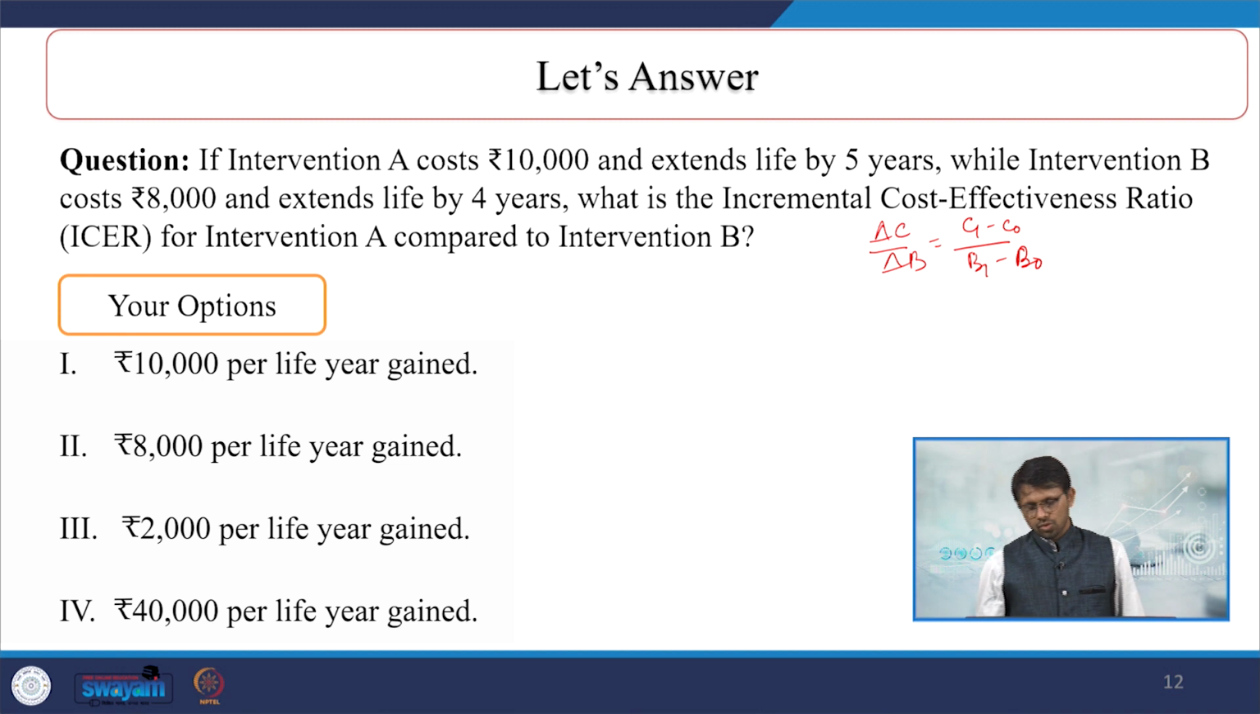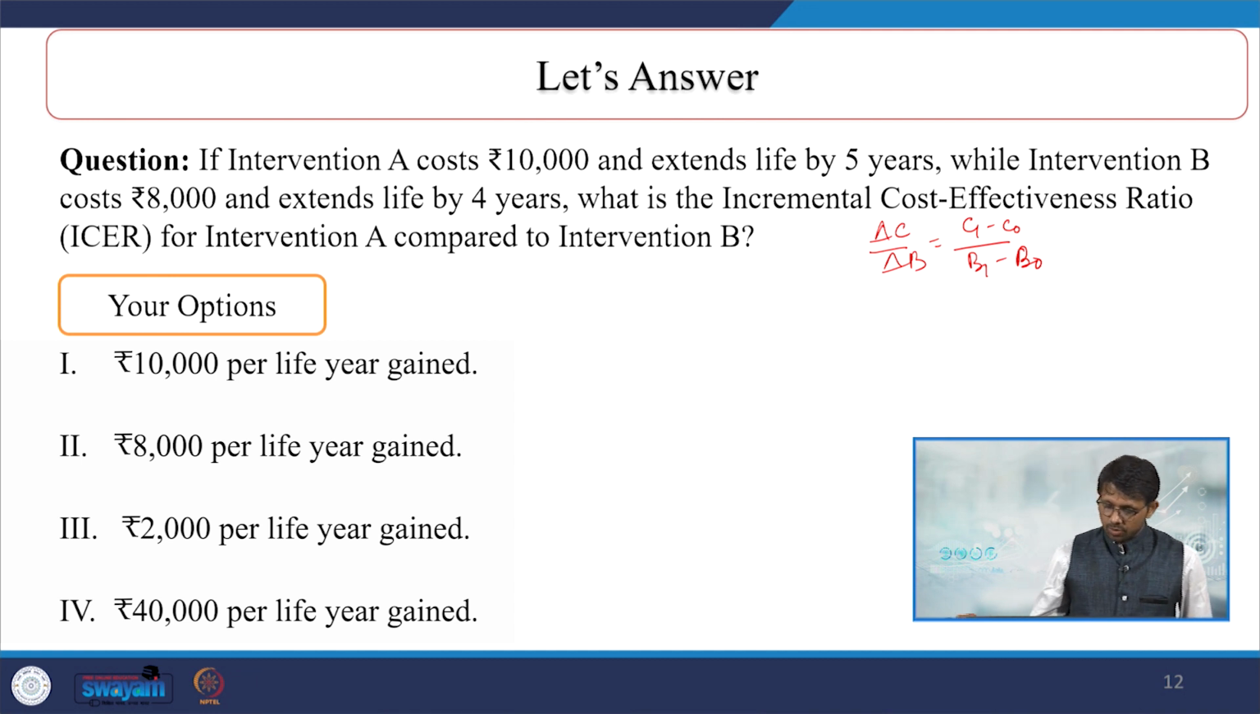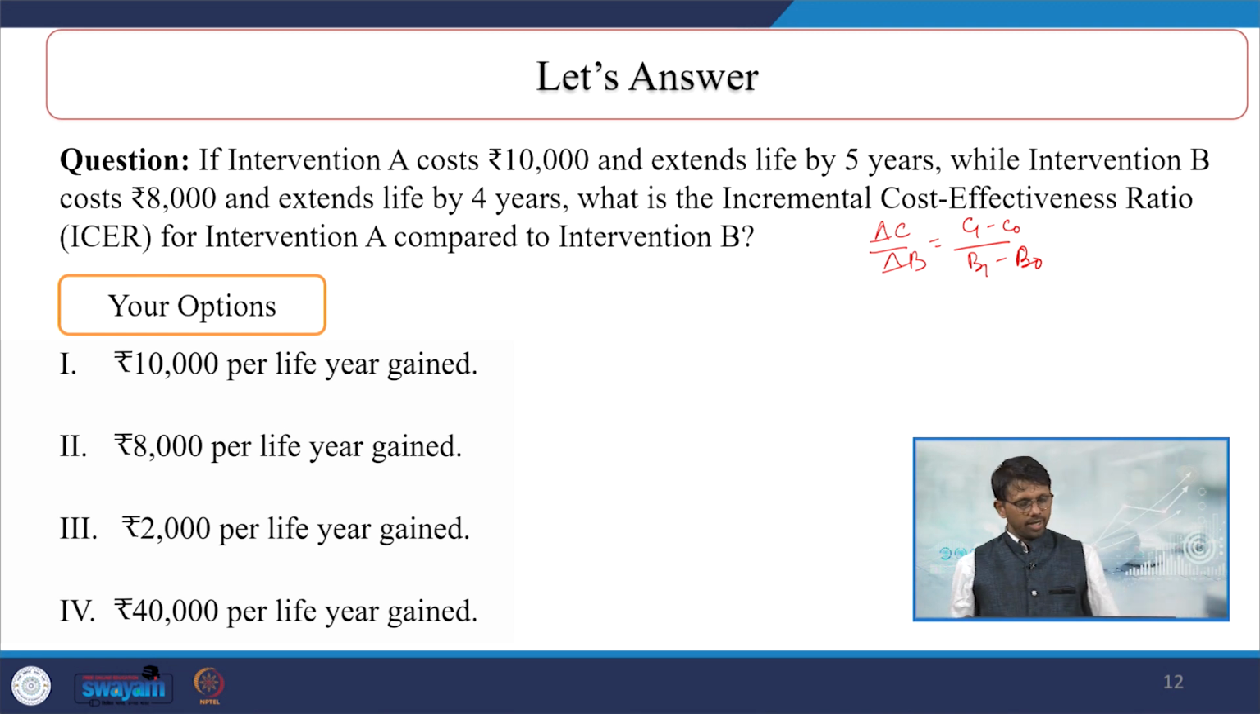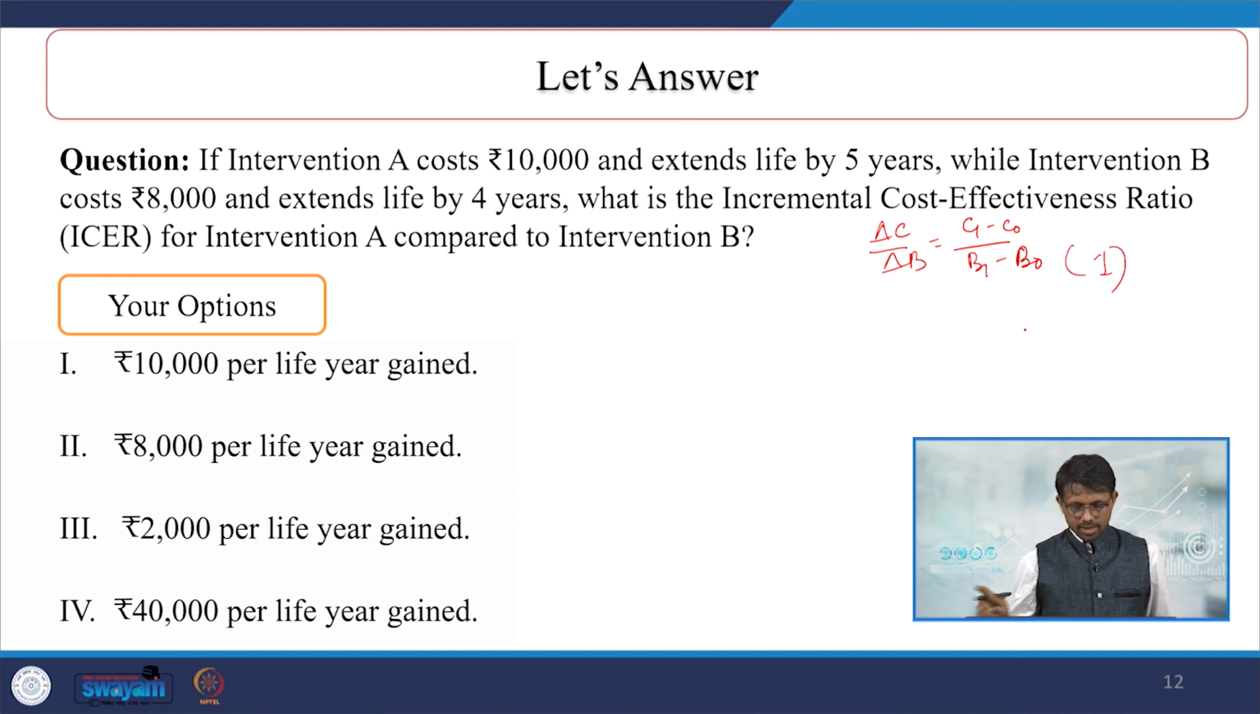All right. So, in this case, we know that the life is extended by 1 year. So, the effect is actually 1. In the denominator you will find 1, and the numerator is actually the difference, that is 10,000 minus 8,000, so 2,000. So, here the answer would be accordingly derived. 2,000 divided by 1 will be 2,000.